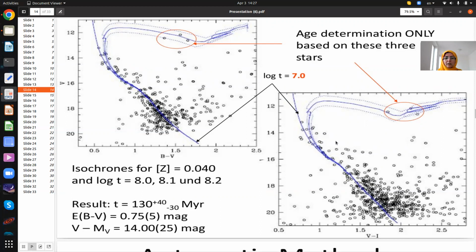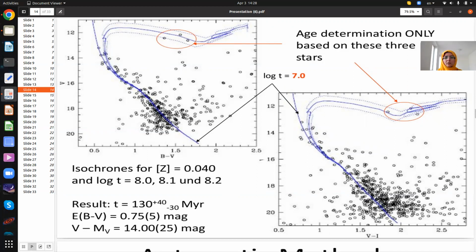And you see here the isochrone for Z, or other metals, is 0.040, and look at T, age is 8, 8.1 and 8.2. You see the result that T is 130 million years, reddening E(B-V) is 0.75 magnitude, and V minus M_V is 14 magnitude. Also, you see here the metallicity is 7.